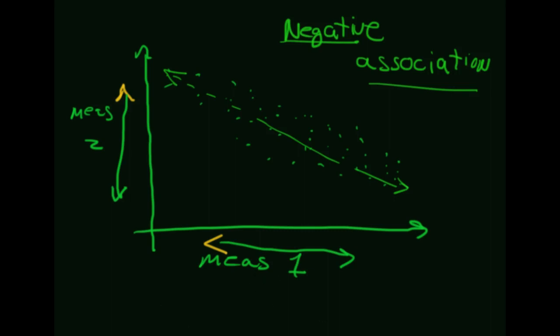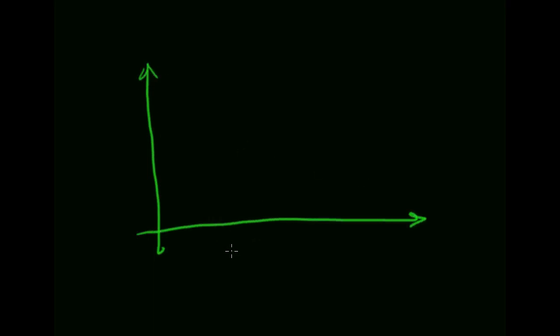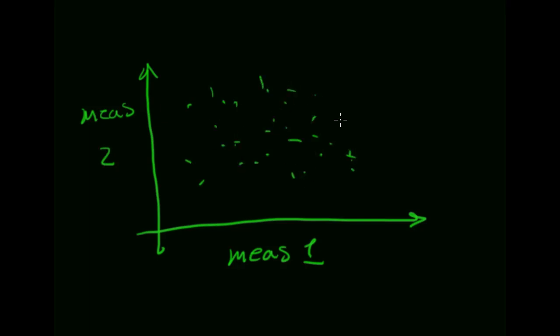So not every set of measures are associated. So let's draw what happens when you get a set of measures that are not associated at all. If I have measure 1 here and measure 2 here, and I get a hot mess, just like white noise, something like this, where I don't see a trend in either direction. We would suggest that this has no association.